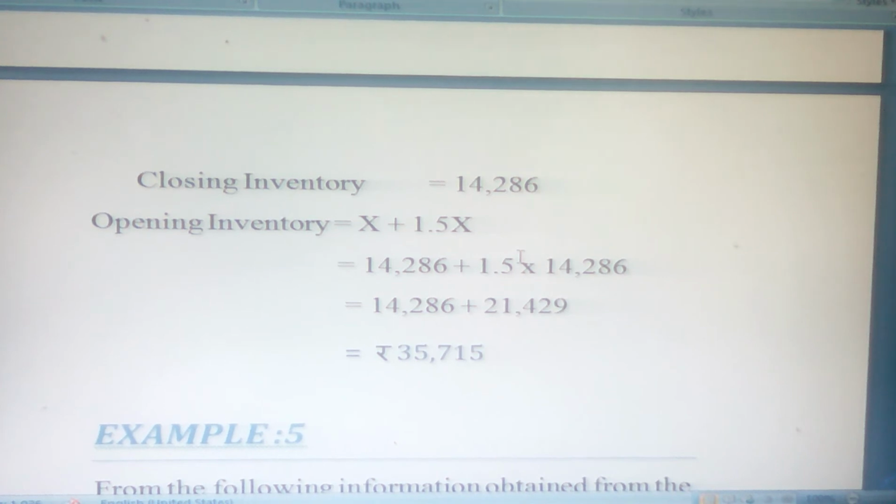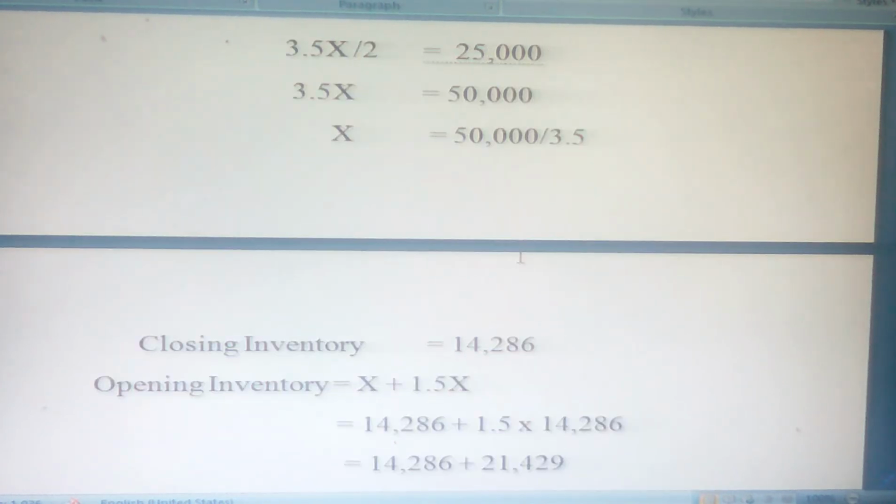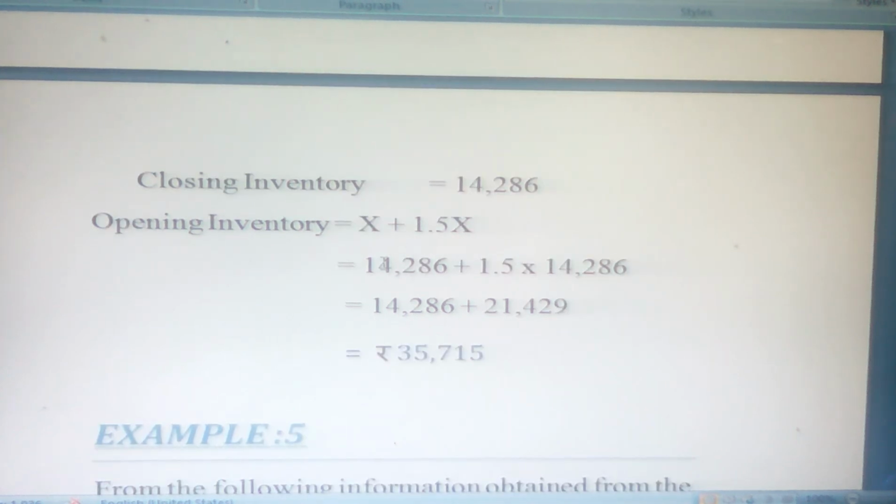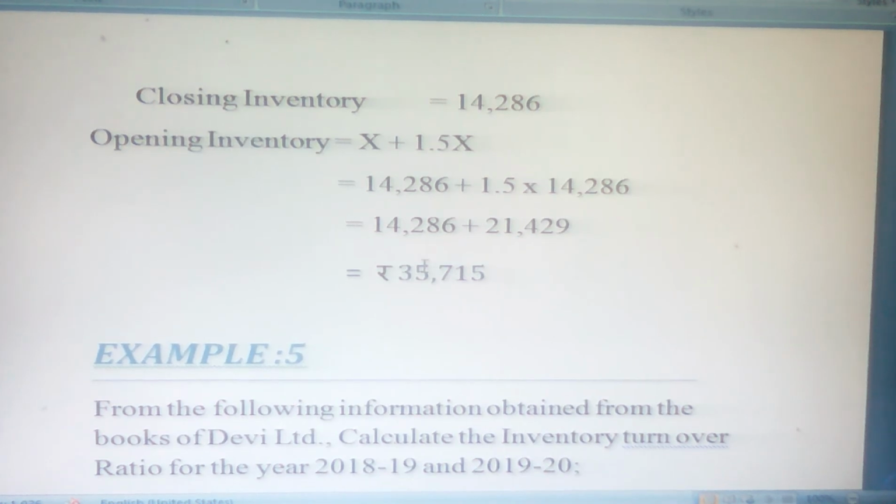So that's why the difficulty of division is very high here. Then opening inventory, as you know, is x plus 1.5x. Now you have x as 14,286, so we substitute 14,286 plus 1.5 times 14,286. When you multiply 1.5 into 14,286, you get 21,429. Now add together 14,286 and 21,429, and you get 35,705. That's what you get.